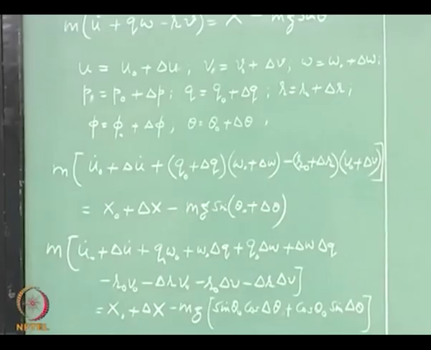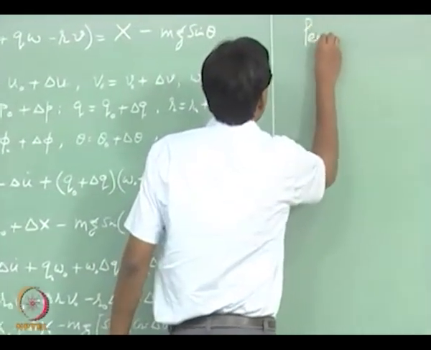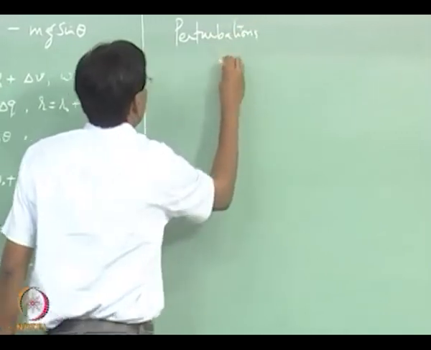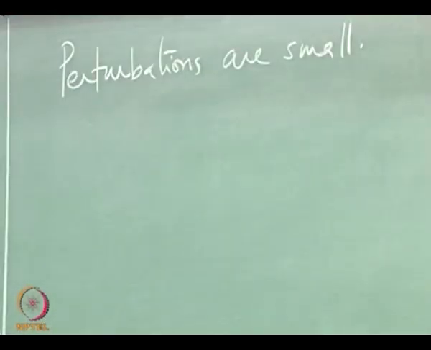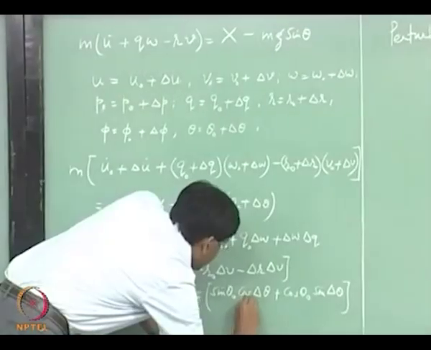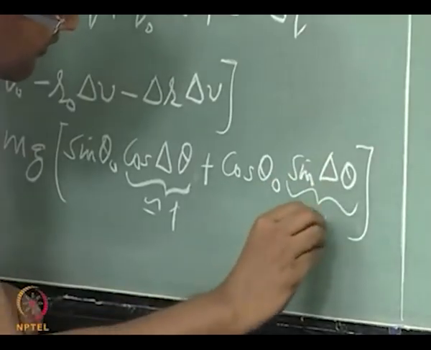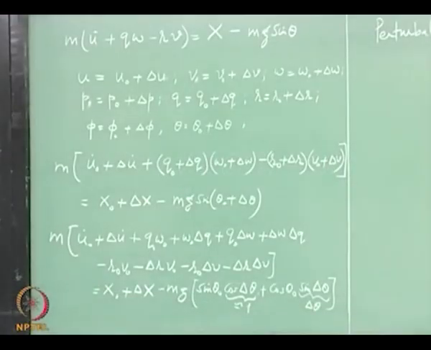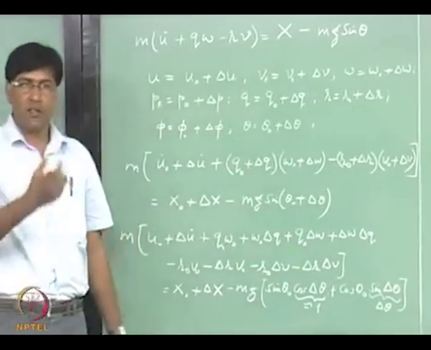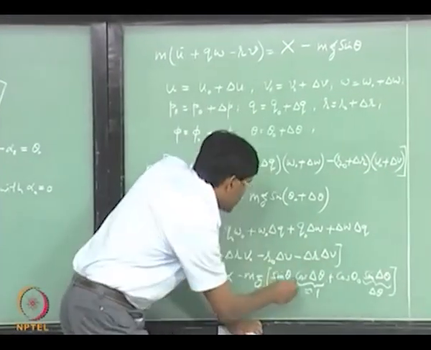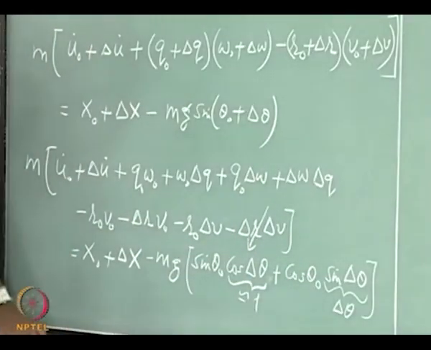Let us also make another assumption, and that is, let us say these perturbations are small. When we say that, cos delta theta is 1, sin delta theta is delta theta, and some of these terms will disappear. When we are multiplying two variables which are small, then they are negligible as compared to other terms, so we can drop them. So this is small, and that is why we are dropping it.